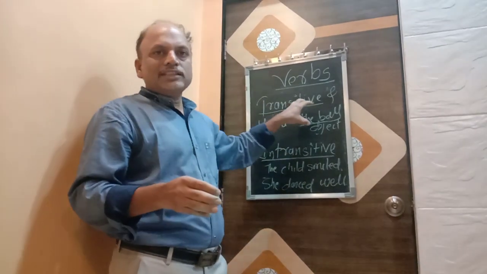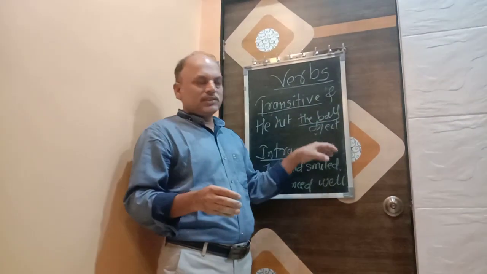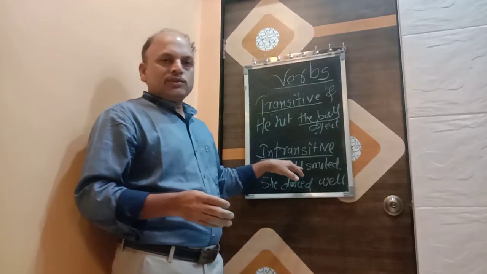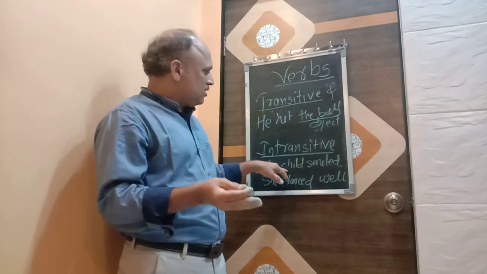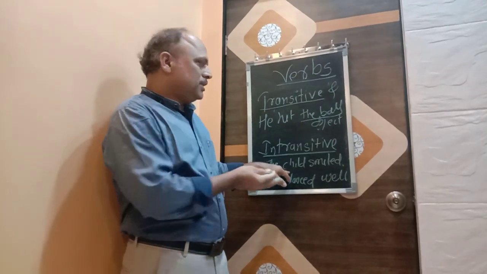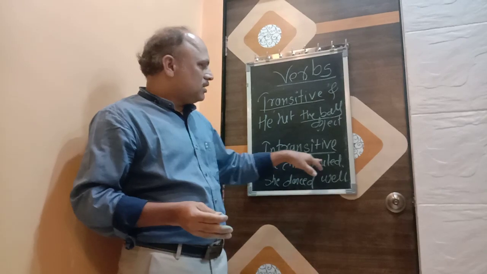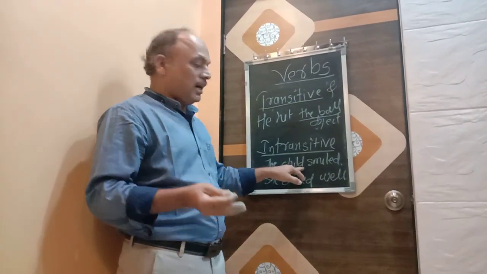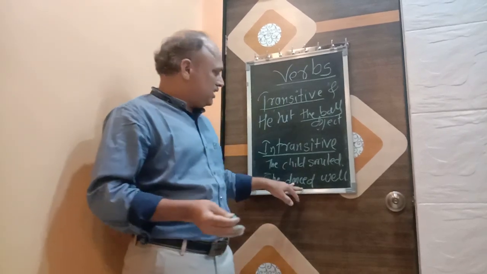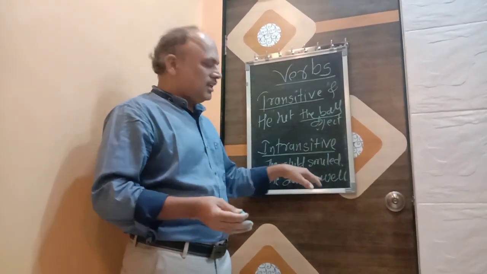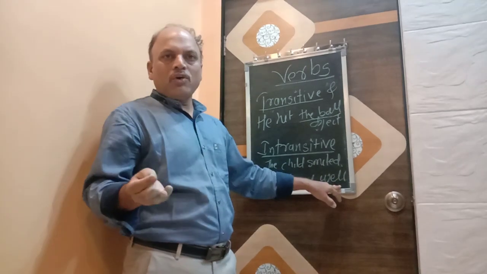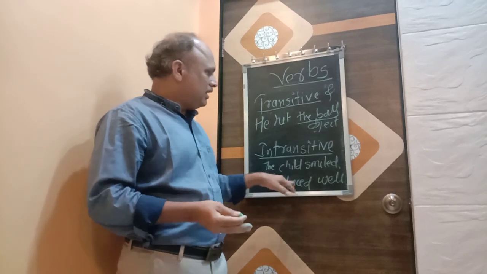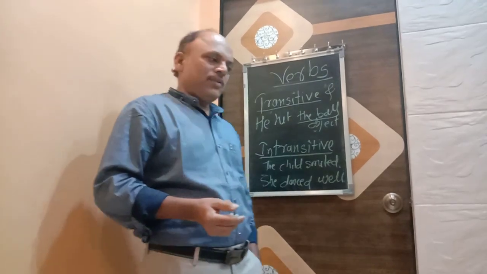This is transitive, which means the object must be there, and in intransitive verbs there is no need of an object; just the verb is sufficient. The child smiled. Here there is no need of an object. The child smiled. One more: she danced well. Here also, in which program or place or at what level she danced, there is no need of this. She danced well. Okay, thank you.